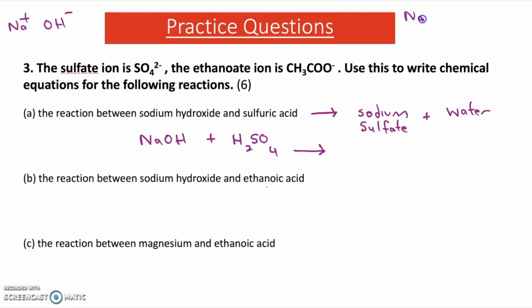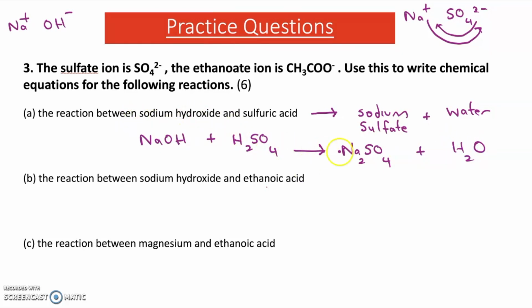To work out the formula of sodium sulfate, I need the sodium ion, which is Na+. The sulfate ion is SO4 2-. Now I can either swap the charges over, or I can say how many Na pluses do I need to cancel out one of the SO4 2- ions. The answer would be 2. So that's why the formula is Na2SO4. Now water's formula is H2O.